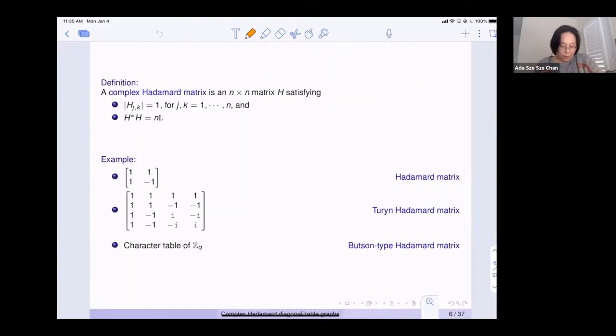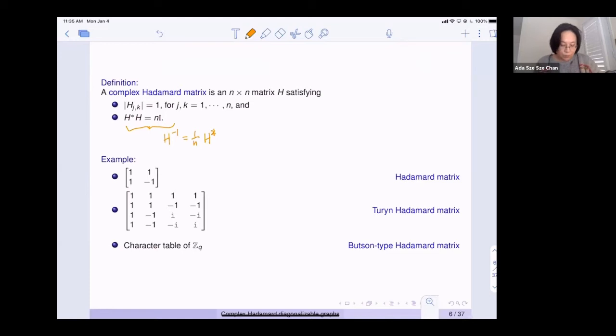Okay, so first let me define complex Hadamard matrix. A complex Hadamard matrix is a square matrix, and all of its entries have absolute value 1, so the entries are complex numbers, and then we have this condition here. This condition basically says that the inverse of this matrix is 1 over n times the conjugate transpose of the matrix itself.